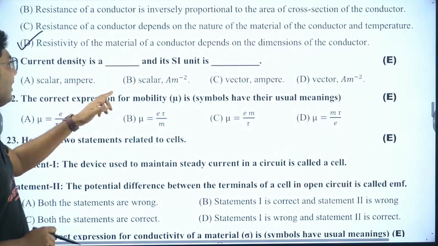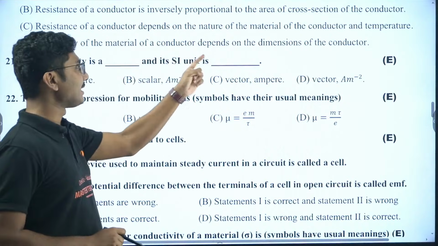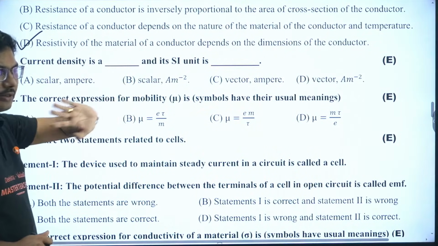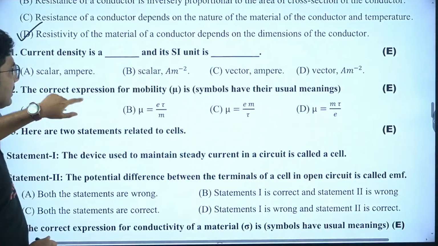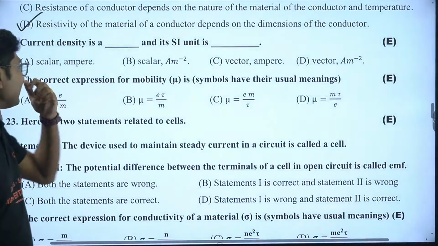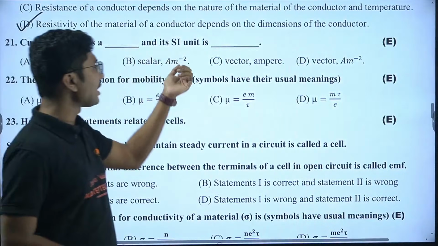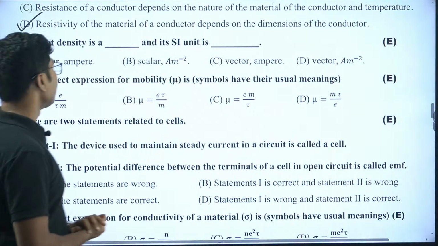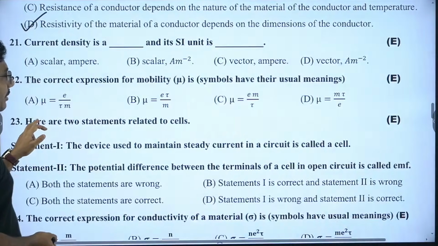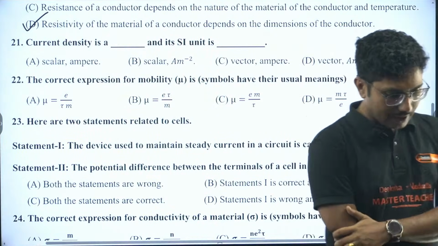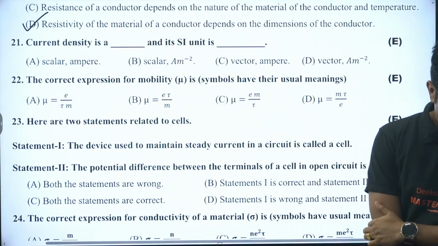Current density is a dash and its SI unit is dash. Option D is correct, but let's see this question. Current density is a dash, and its SI unit is: scalar, ampere per meter square; vector, ampere per meter square. So the first thing you have to determine is whether it is a scalar or a vector, and then find its dimension.